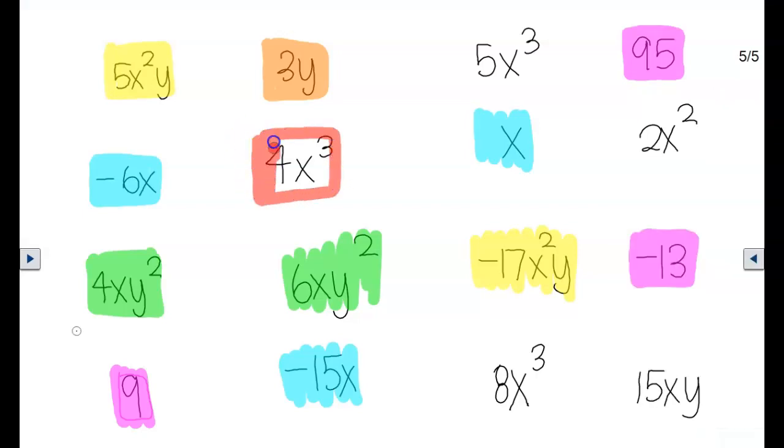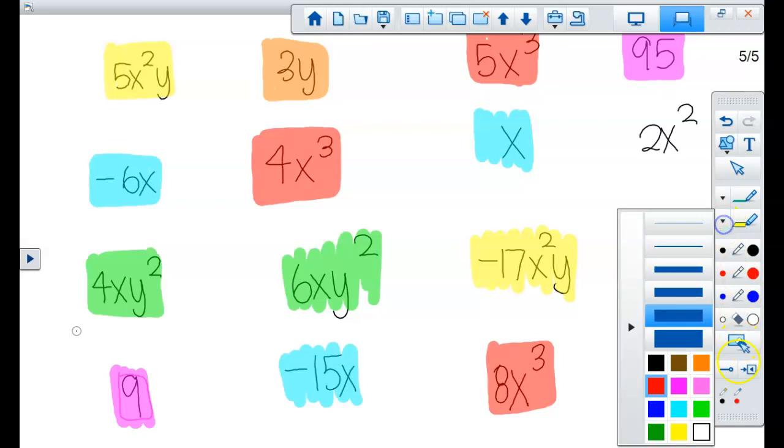Let's go to this next. 4x to the third. Last name is x to the third power. Does anybody else have that? Well, yeah. 5x to the third power has that exact same last name, and 8x to the third power has that exact same last name. And you'll notice with that I only have two terms left that I haven't dealt with.